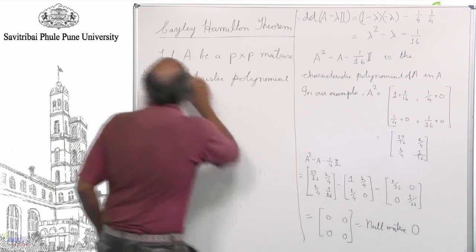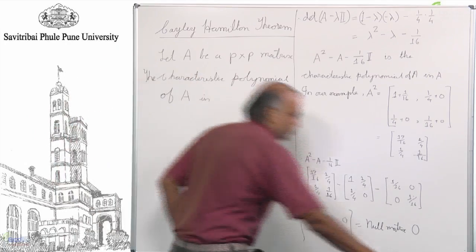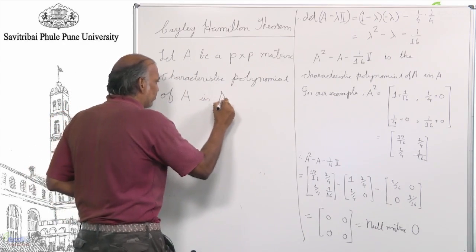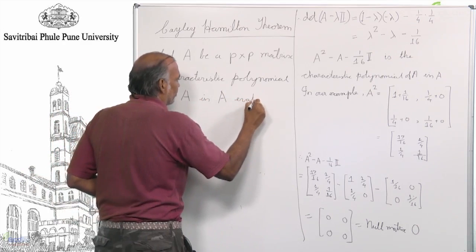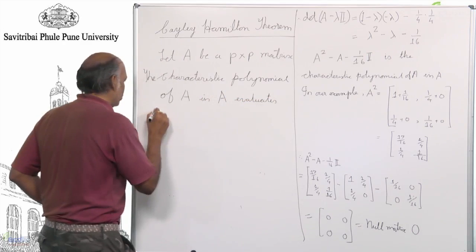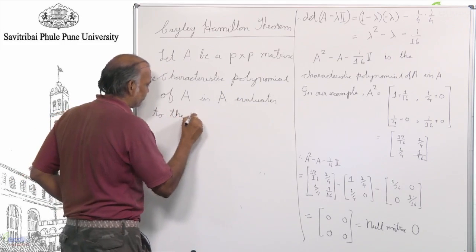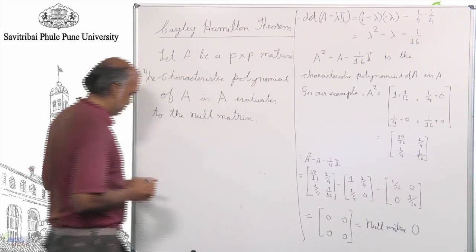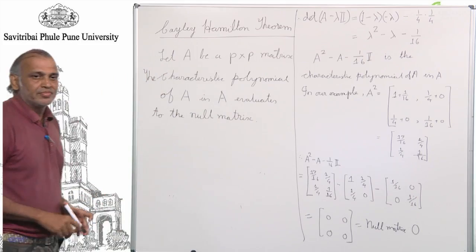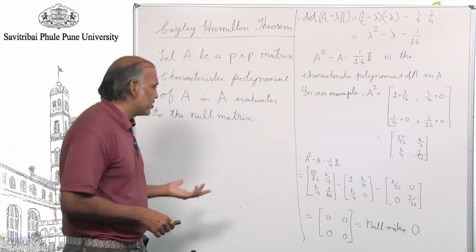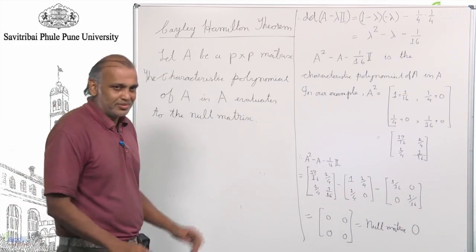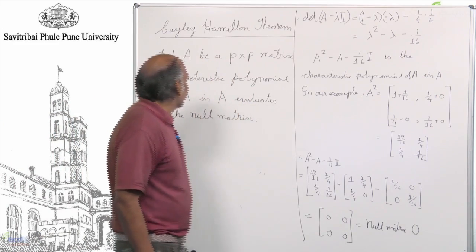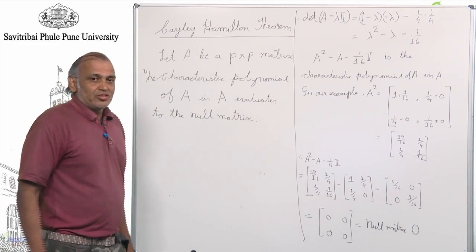the characteristic polynomial of A in A evaluates to the null matrix, regardless of what this A is. It could be symmetric, not symmetric, invertible, whatever. Real entries, complex entries. So this comes as some kind of a shock.